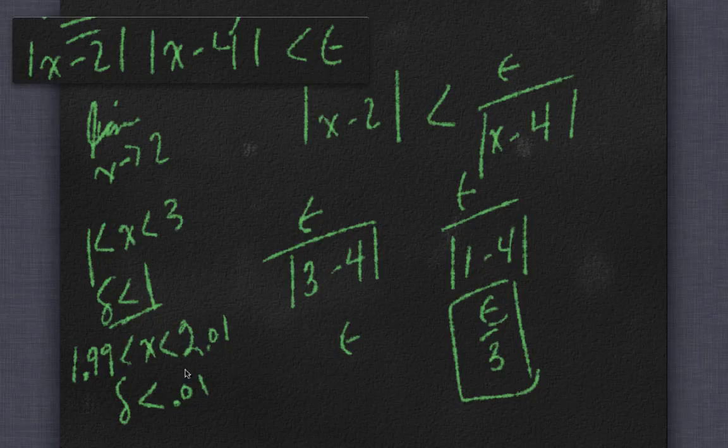And if I'd done it this way, then I would have chosen epsilon over 2.01 instead of epsilon over 1.99. Okay, so hopefully that's a little clarifying, and I'll try to clean up this video from all the stops and stuff real quick.